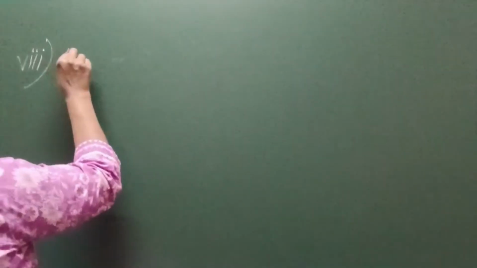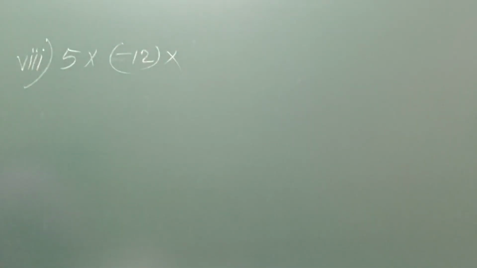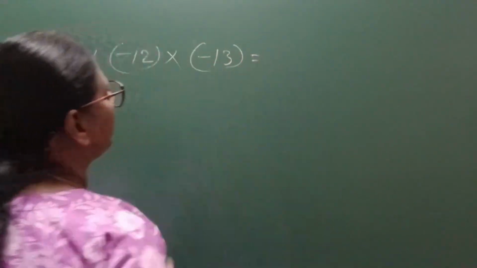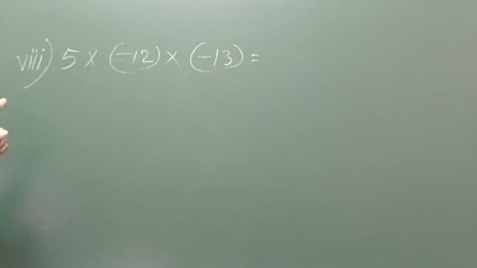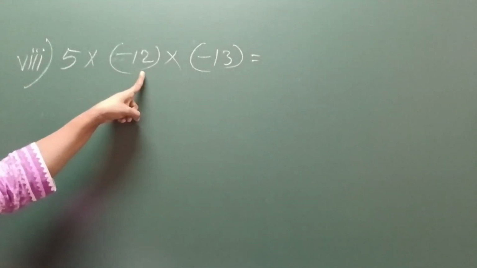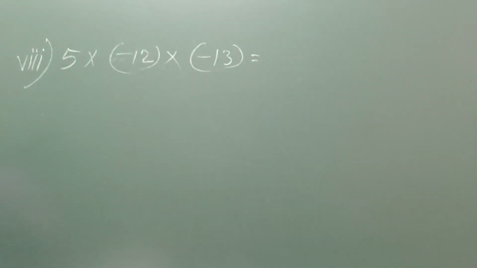Hi students, today let's do exercise 1.1, find the product. Five into minus 12 into minus 13. Here 5 is a positive integer, minus 12 is a negative integer, and then again minus 13 is also a negative integer.